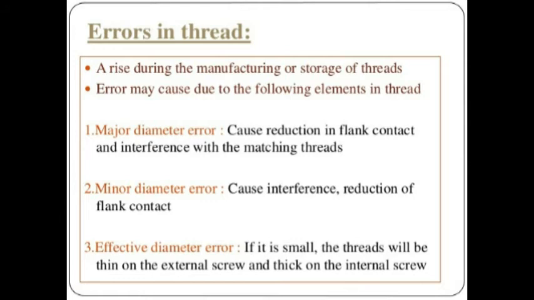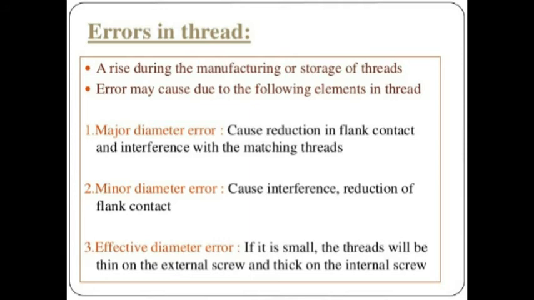Errors in the major diameter may cause interference with the mating threads, or reduction in the flank contact, or, in the case of internal threads, weakness by reduction of the wall thickness. Errors in the minor diameter may cause interference, or reduction of flank contact, or weakness by reduction of the cross section of the root.